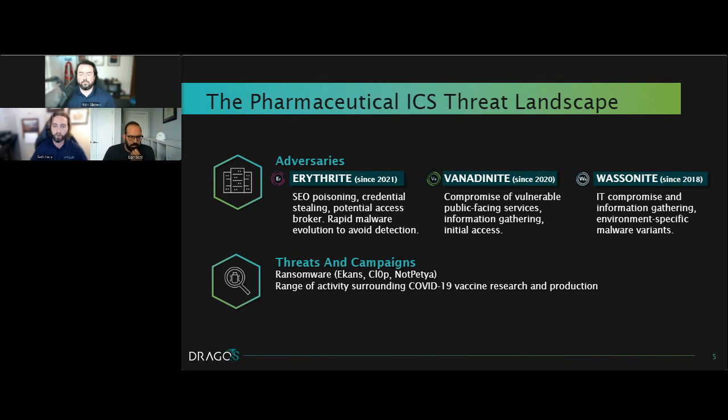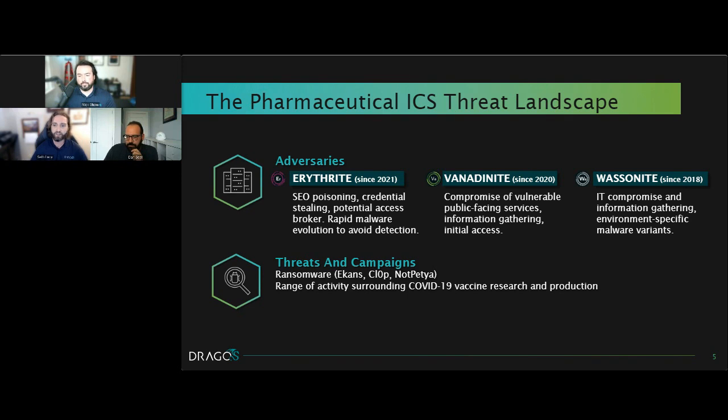Touching on North Korea, one of the themes we've been watching is an increase in interest in medical and pharmaceutical targets, mostly as a result of the COVID-19 pandemic. While intellectual property has always been of interest to a lot of these threat groups, the COVID-19 pandemic and the interest around vaccines really opened the door to the prospect of great power competition impacting the pharmaceutical industry in the cyber domain.